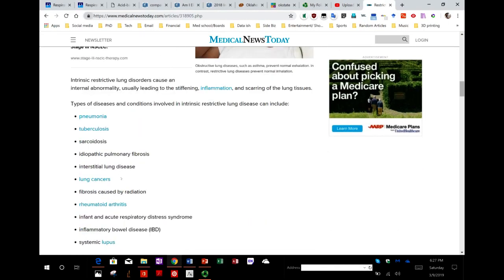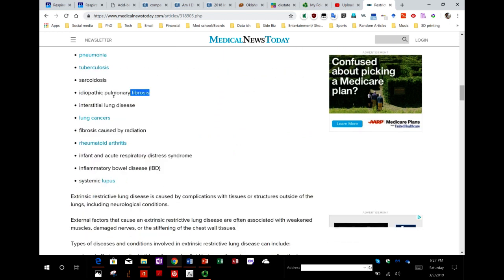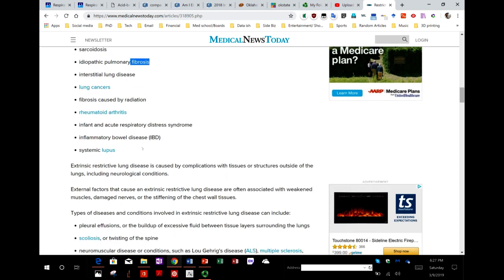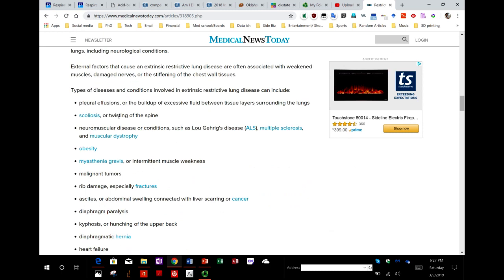So pneumonia, TB, sarcoidosis, idiopathic pulmonary fibrosis, interstitial lung disease, cancers, rheumatoid arthritis, lupus, acute respiratory distress syndrome, and also respiratory distress syndrome of the newborn. And then there are extrinsic causes like neuromuscular diseases, well not any, but a lot of the ones we think of like ALS, MS, muscular dystrophy, they can all cause restricted patterns on spirometry.